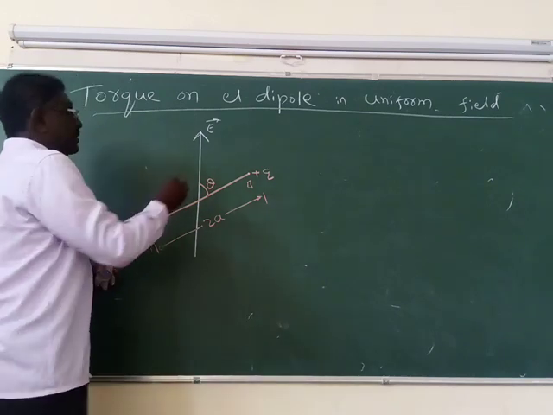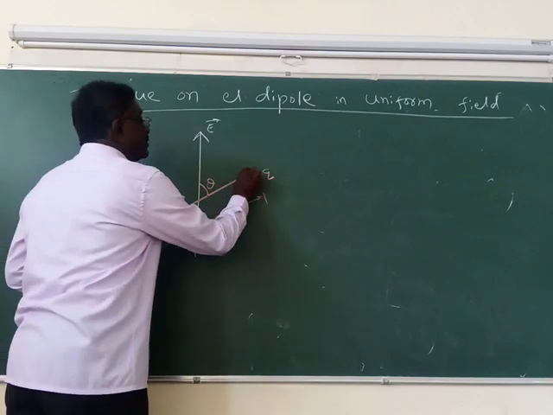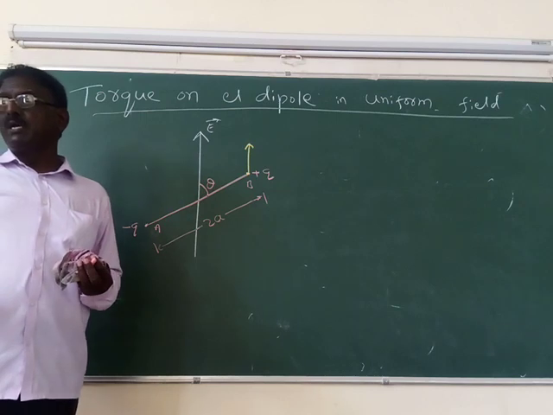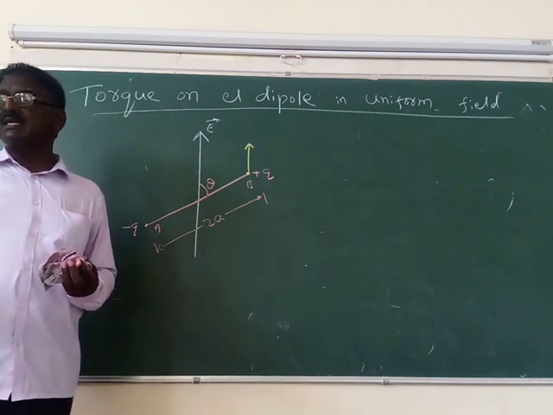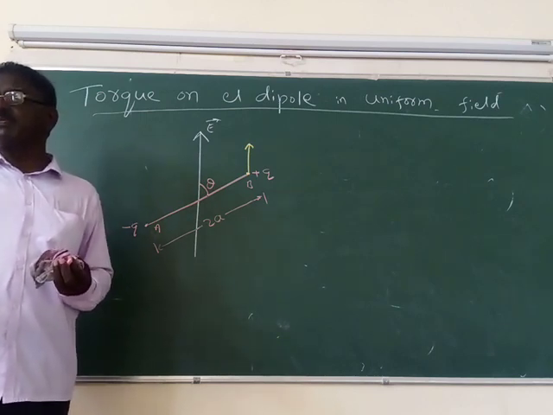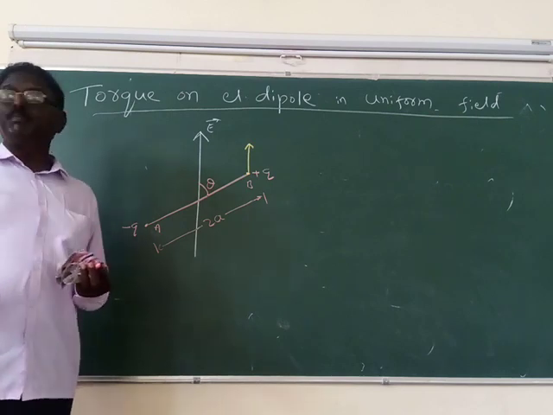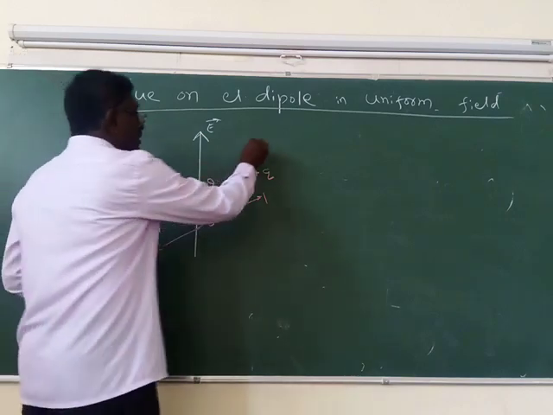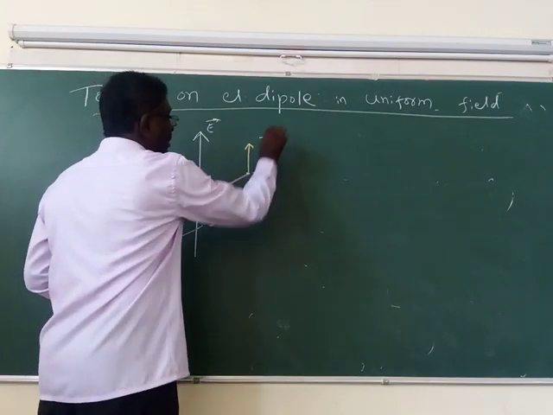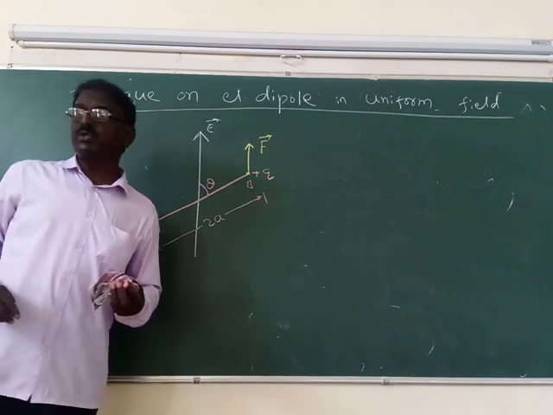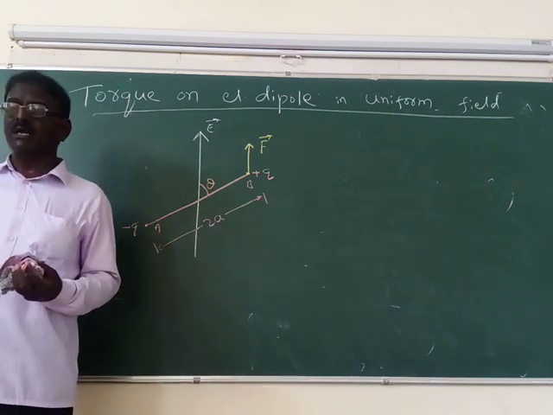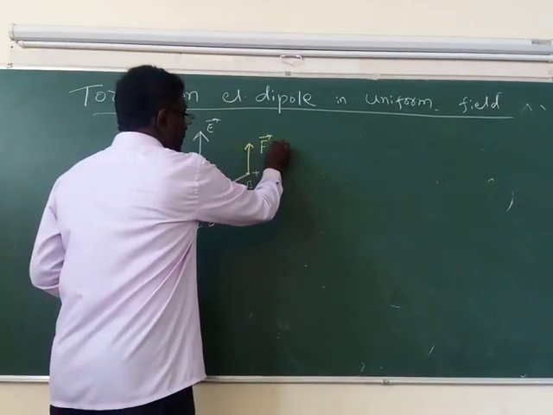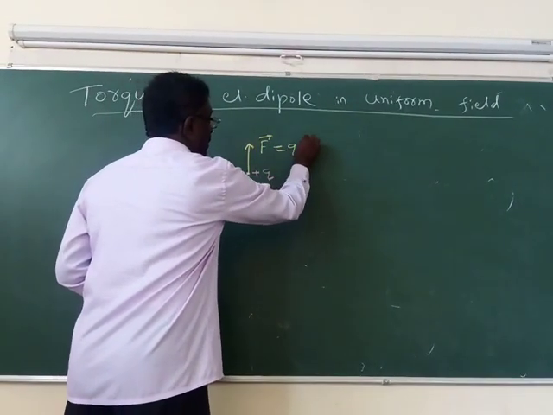Now, the charge plus Q experiences force along the direction of electric field, because at P, positive charge is placed, plus Q is there at P. Therefore, it experiences force along the direction of electric field. Positive charge experiences electric force along the direction of electric field. Therefore, F is equal to QE.